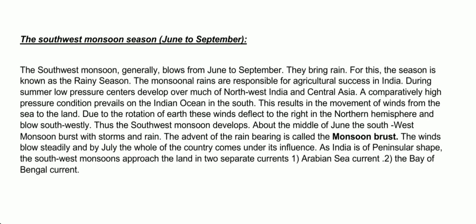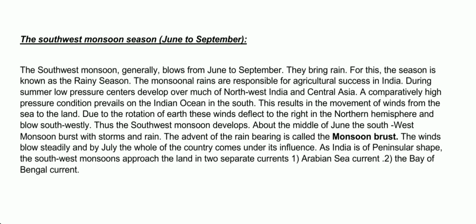During summer, low pressure centers develop over much of northwest India and Central Asia. A comparatively high pressure condition prevails over the Indian Ocean in the south. This results in the movement of the wind from the sea to the land. Due to the rotation of the earth, this wind is deflected to the right in the northern hemisphere and blows southwesterly. Thus the southwest monsoon develops.